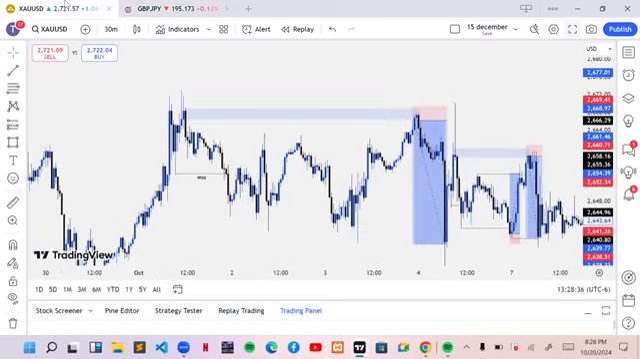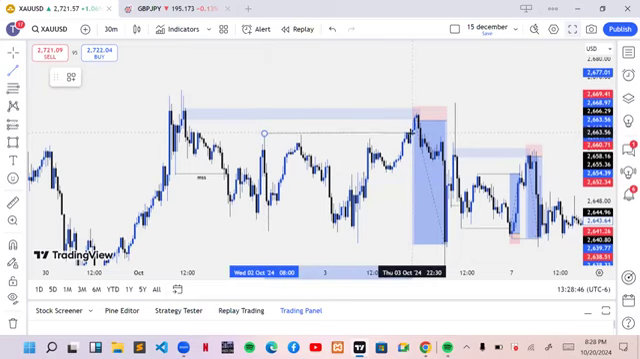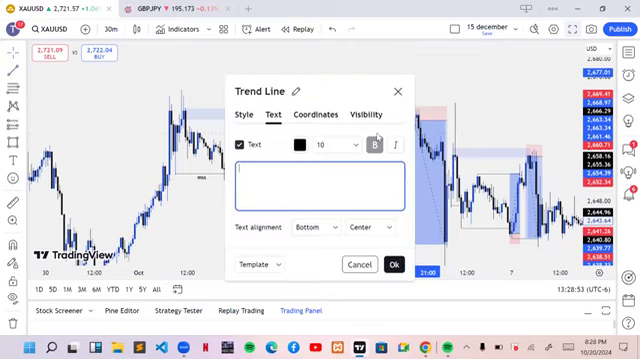Now, like I said, the inducement is the first valid pullback that market makes after a shift of market structure or a break of structure. So where is our liquidity? Our liquidity is right here because it's the pullback that market makes after a shift of market structure or a break of structure. So this is our inducement.